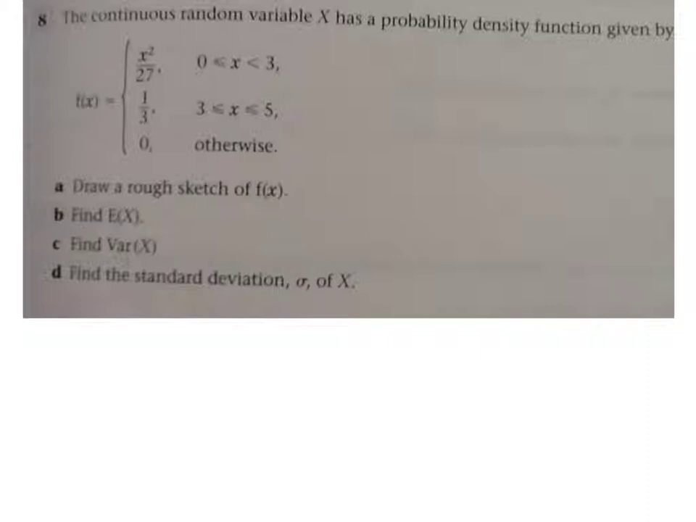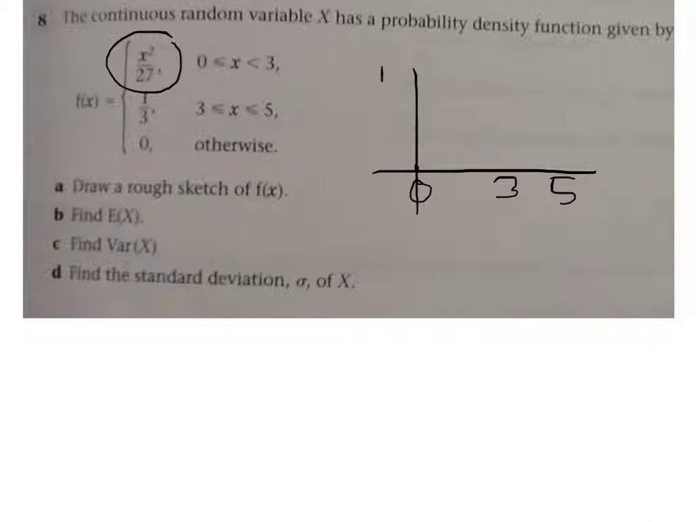So I'll start off by drawing some axes, and I'm going to go between 0 and then 3 and then 5. Now between 0 and 3 we're looking at a quadratic equation. If we put the 0 in, 0 squared divided by 27 is going to give me 0, so I start at 0, 0. And if I put 3 in, 3 squared is 9, 9 over 27 is 1/3. So it's going to sort of curve up to 1/3.